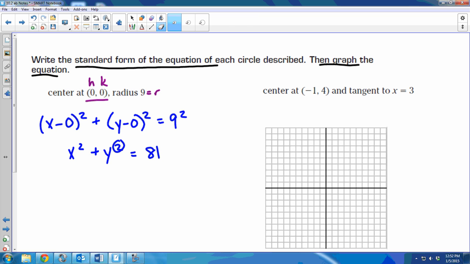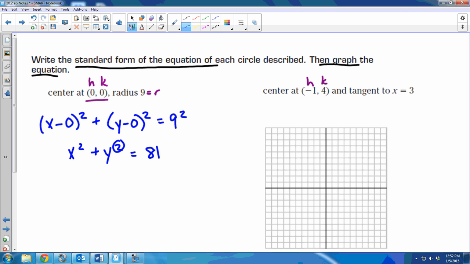So, on the second example, it tells us the center, so we know H, K. We need to write it down. And then it says the circle is tangent to the line x equals 3, so I don't have the radius. So I can't write the equation yet. I've got to figure out the radius. You could do it in your head.